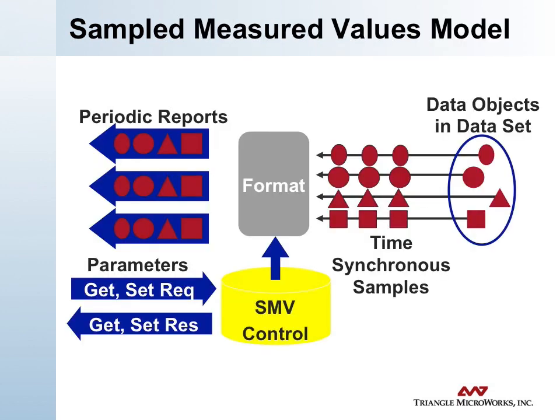The iconic model looks very much the same as the Goose model, except that we're using arbitrary data and it's not event-driven, it's sampled. Now, these samples can get combined in various ways into the periodic reports that go out on the Ethernet, again, controlled by a control block and formatted according to various rules.